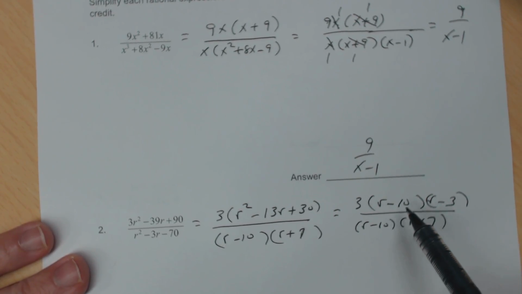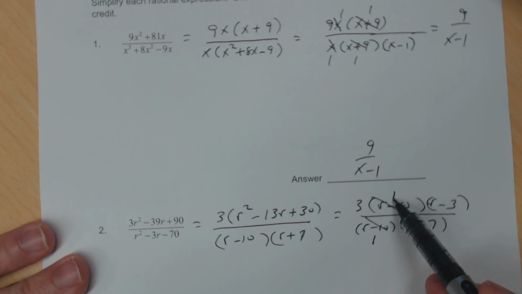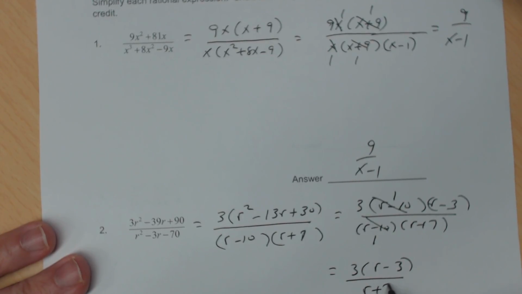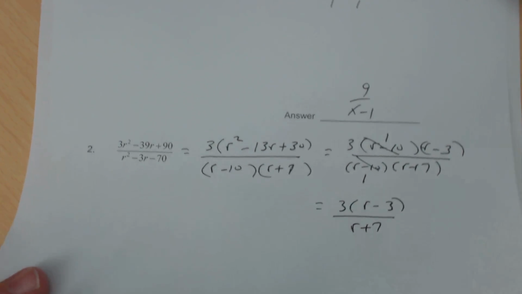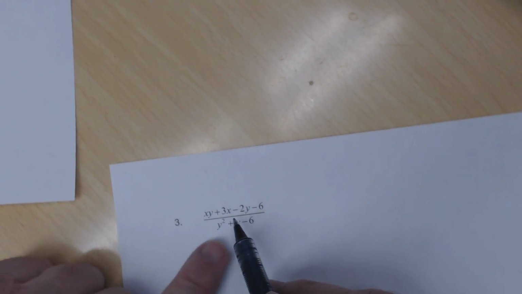And it looks like the only thing I can reduce are the r minus 10s. And again, when you're reducing, you're left with factors of 1. And so then I get 3 times r minus 3 divided by r plus 7. Okay, so that was number 2. All right, number 3. Now notice this right here.